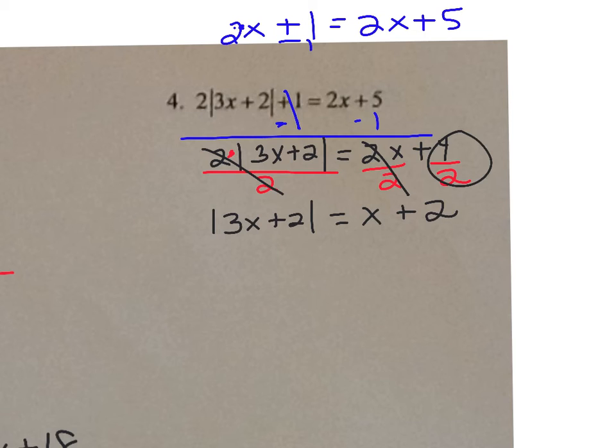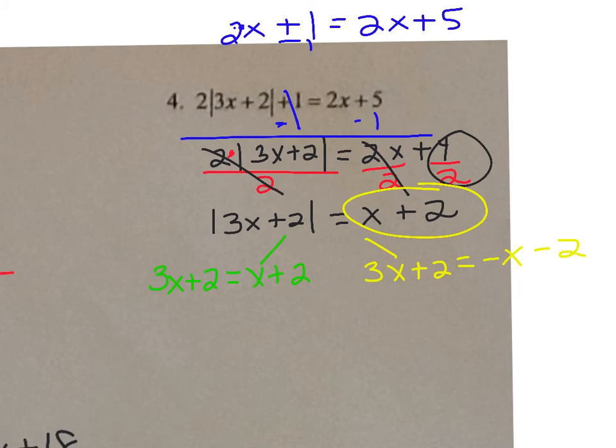All right, so now I'm isolated, so now I can make the 2 equations. I'm going to have the green equation exactly how it is now that it's isolated. So 3x plus 2 equals x plus 2. And the inverse: 3x plus 2, now this is the inverse, the whole thing becomes opposite, negative x minus 2. All right, now we're ready to solve.